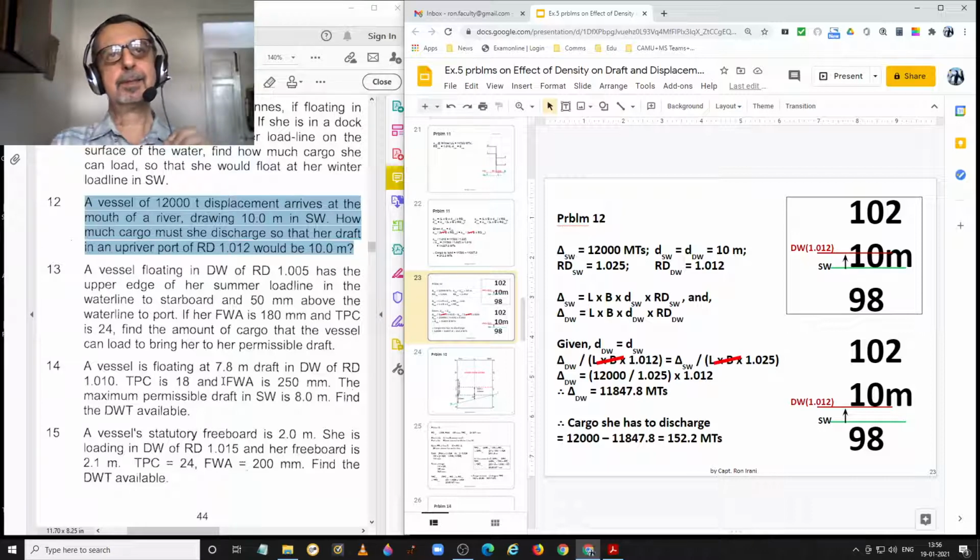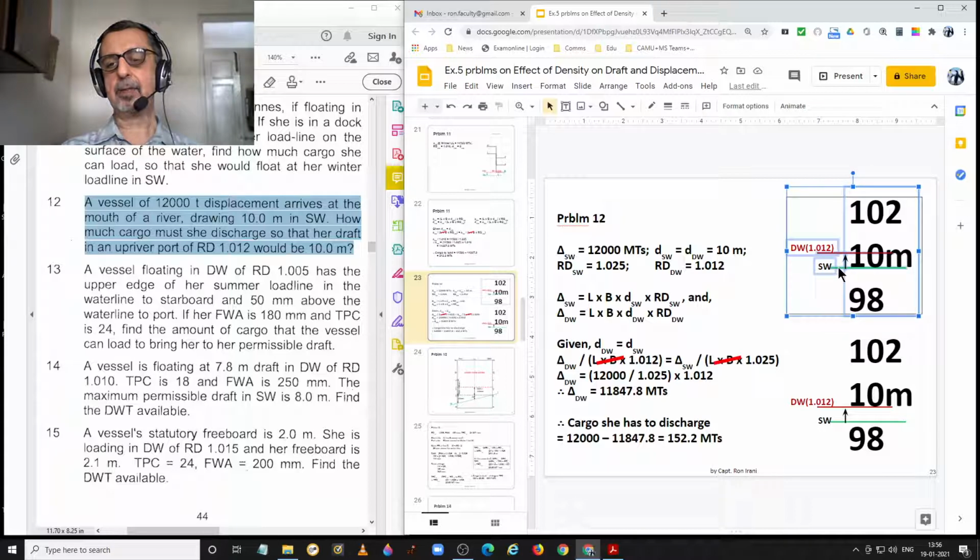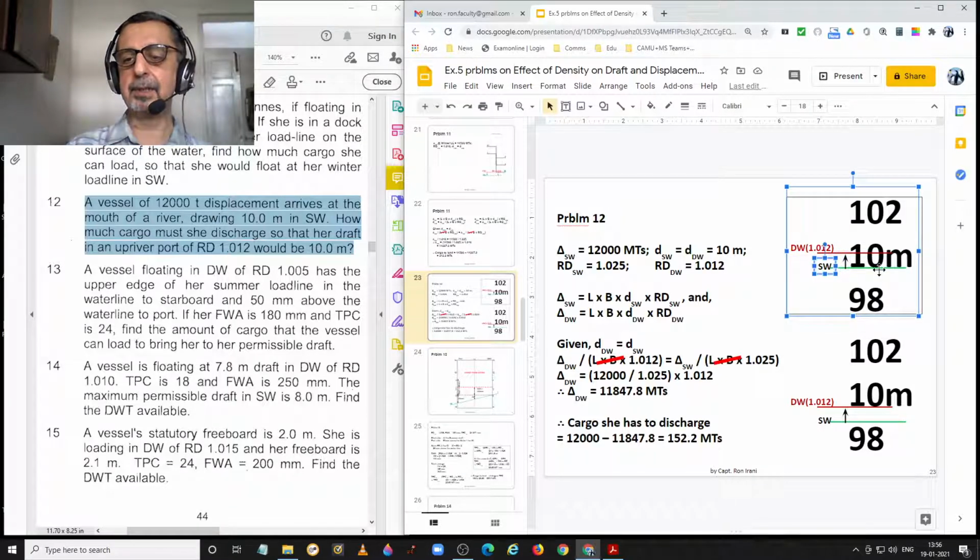So now let us assume that she has come from the sea in salt water and she has dropped anchor outside the river. She is floating in salt water. Refer to the drawing on the top on the right hand side. She has come from the sea and is floating at her saltwater draft of 10 meters.